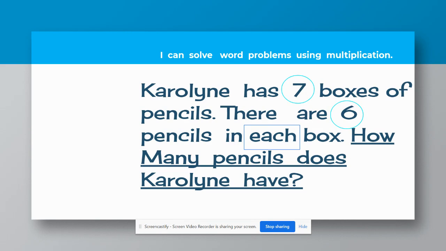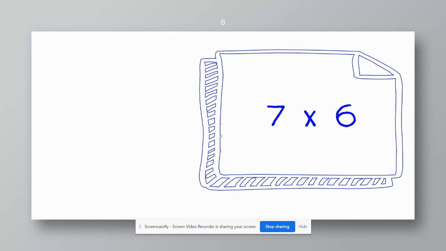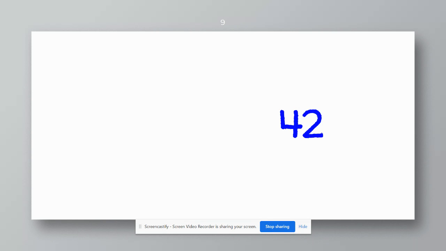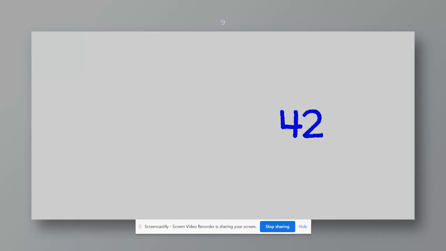Now, after we know that, we need to think, what is it that I need to do? If Caroline has 7 boxes of pencils and there are 6 pencils in each box, how many does she have? She needs to multiply 7 times 6, and 7 times 6 is 42. Phenomenal. That's pretty good. This was super simple.